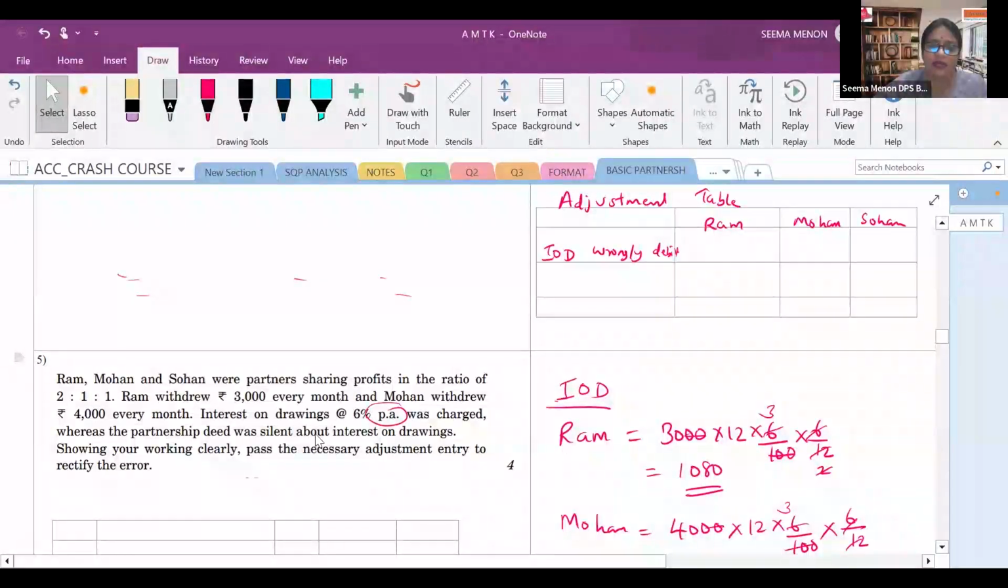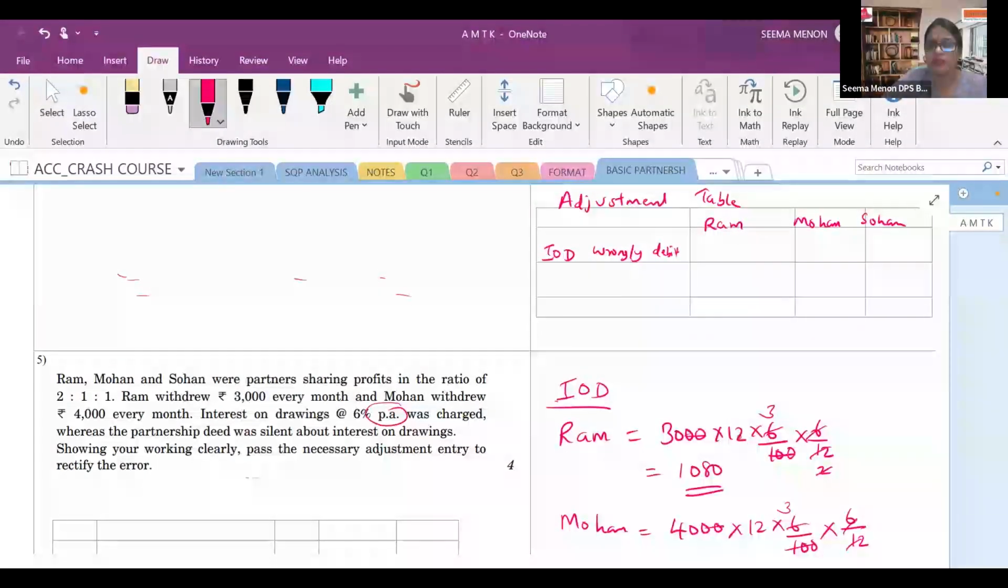But the partnership deed was silent. That means you are not supposed to charge interest. So it is debited. Now what will we do? We will be reversing this. We have to reverse this. Okay, so at how much is it debited?